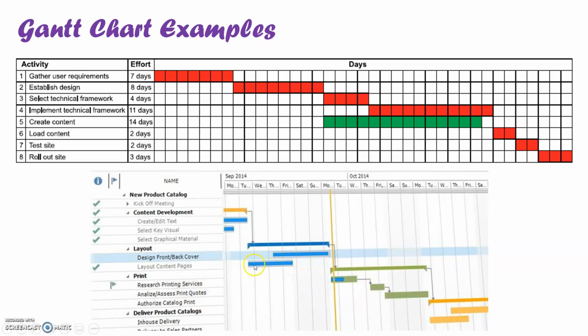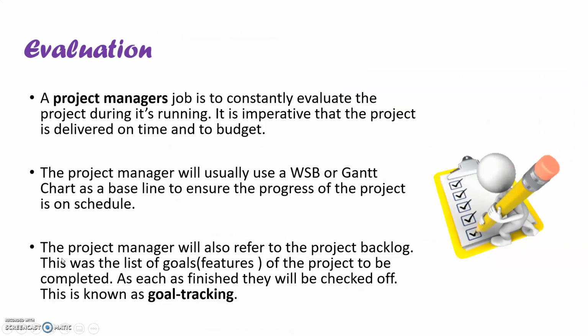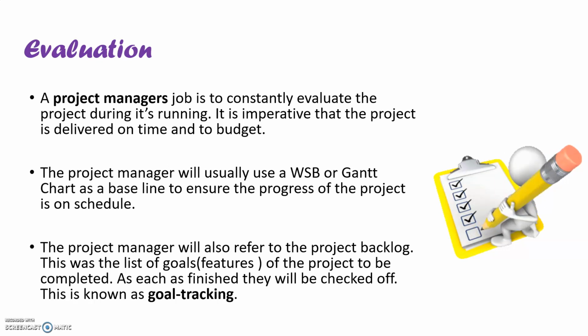I'm also guessing on this one that perhaps this blue band maybe represents stuff that's already in the process of being done, and you've also got tick boxes down the left, which is quite nice, to show what has been completed, which is really useful for the project manager, who would be the person overseeing everything that's happening. The project manager's main job is to basically evaluate the project while it's running to make sure that it is on time, to budget, and that we're following this plan that we've made at the beginning.